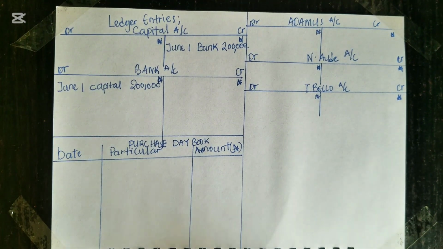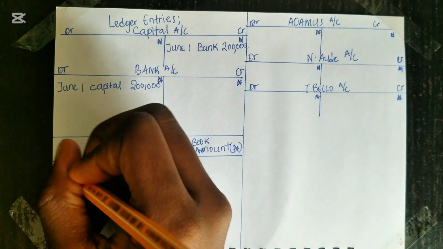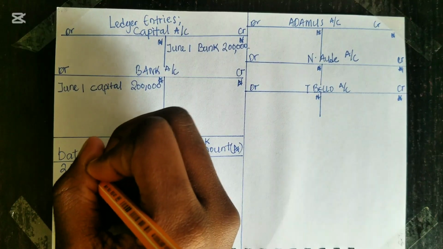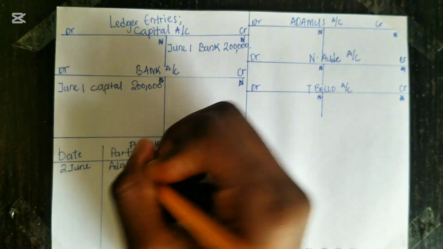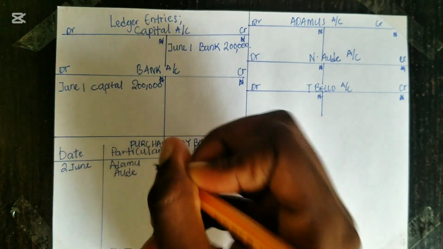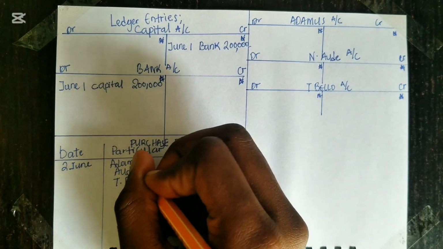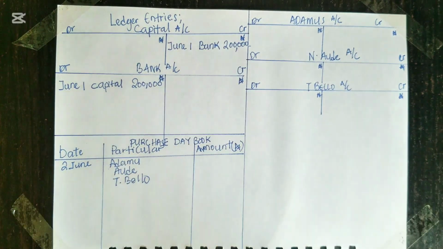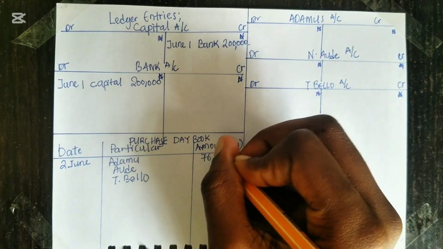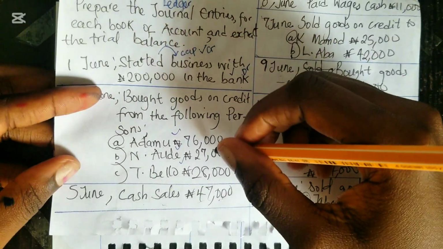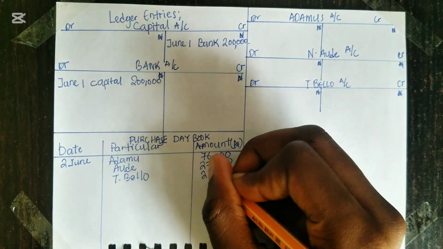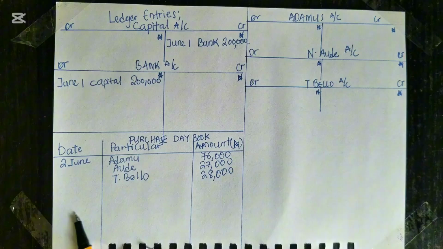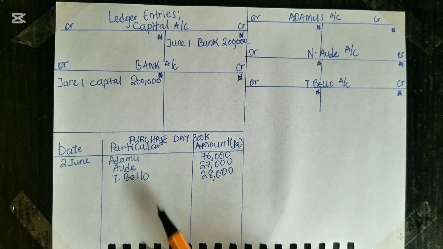So now we're writing our dates. Now is what? June 2, right? So we can just write 2nd June, and we'll write their names. That's Adamu, Audu, and Bello. So Adamu is how much? Adamu is 76,000. So we have 76,000. Audu is what? 27,000, and Bello is 28,000. So this is 2nd June. So now we have done this.